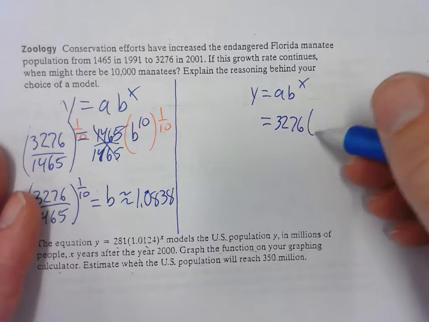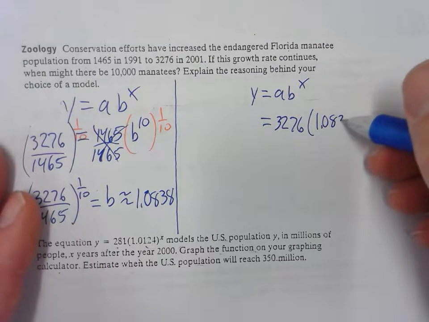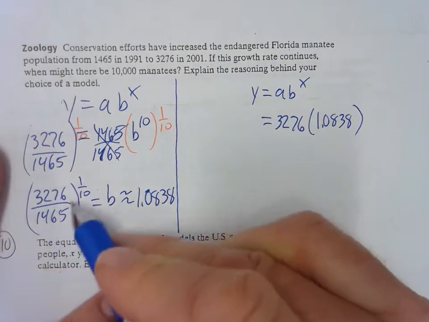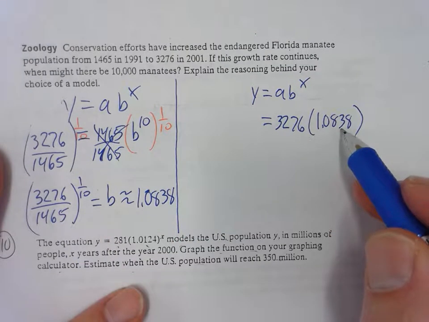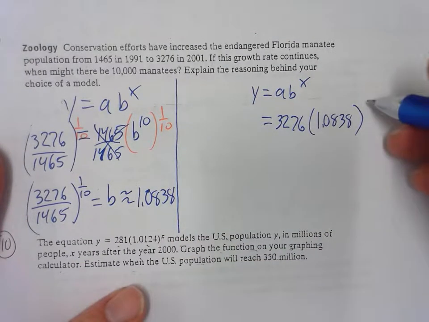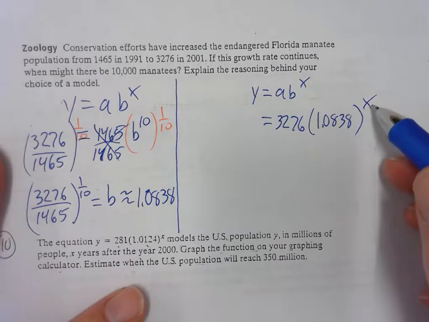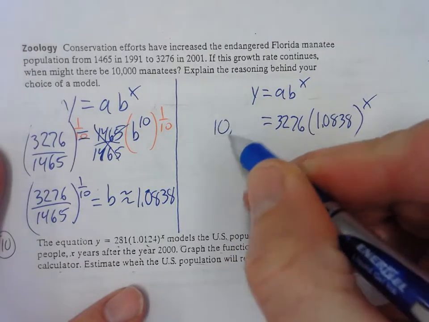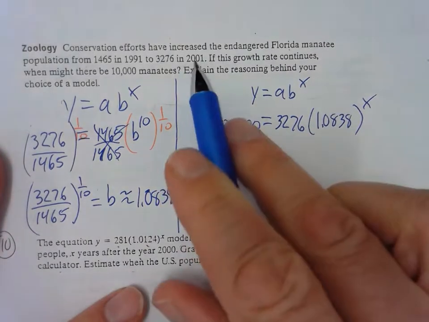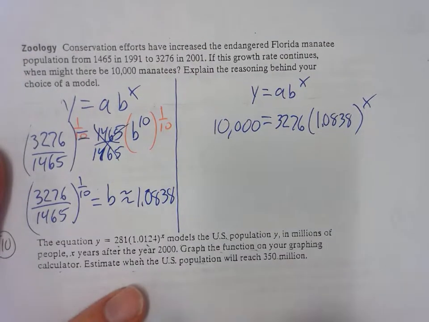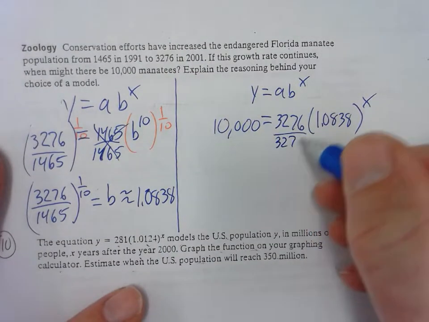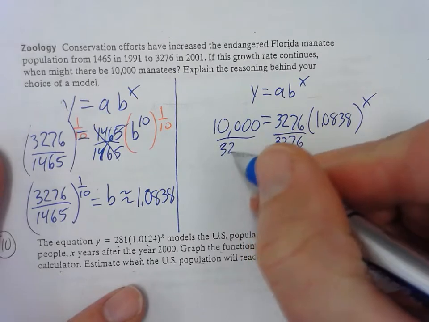3276. I know b is 1.0838. Now, if you kept this answer in there, it'd be exact, or as exact as possible. Now I'm looking for how long, so I don't know x. My stopping point is when does it hit 10,000 manatee? Past 2001. Okay, so I'm going to divide over the 3276 because there's multiplication there.